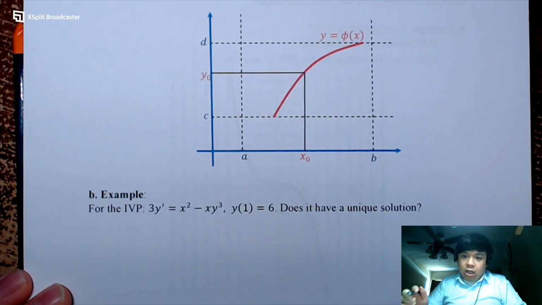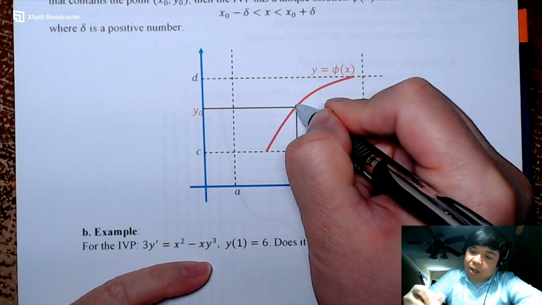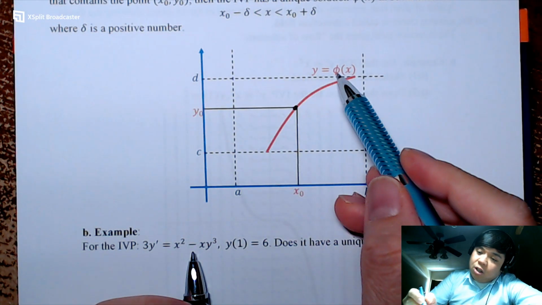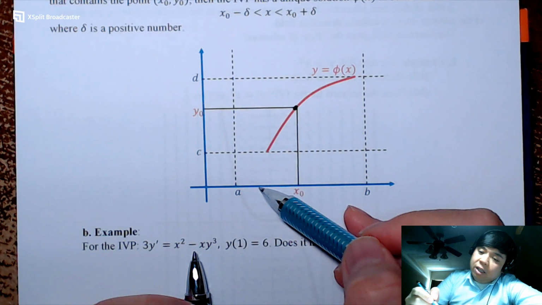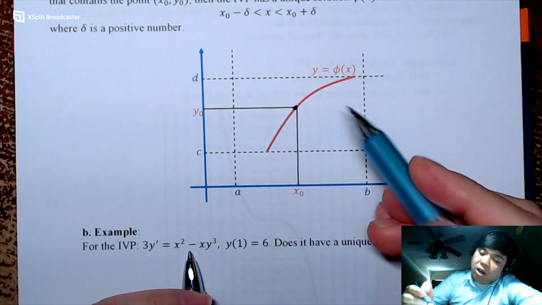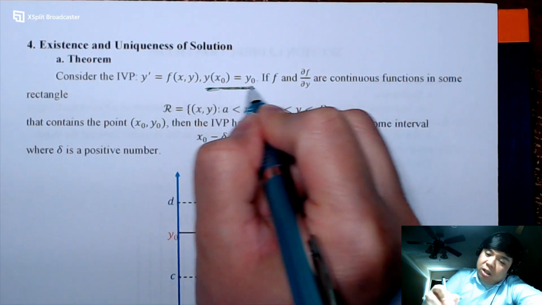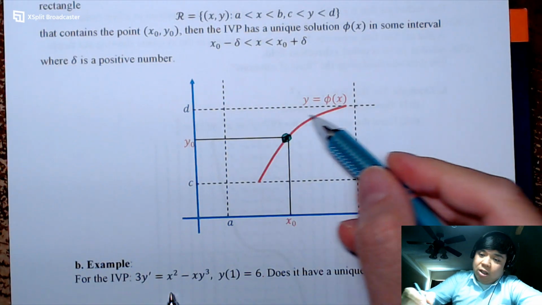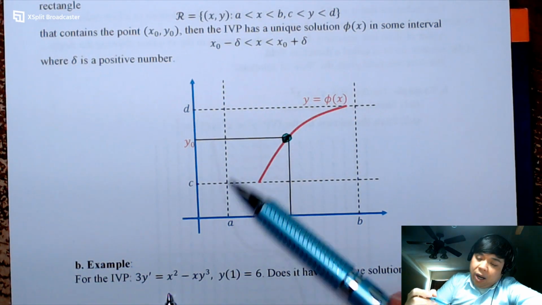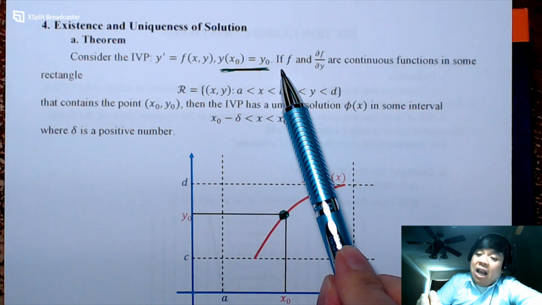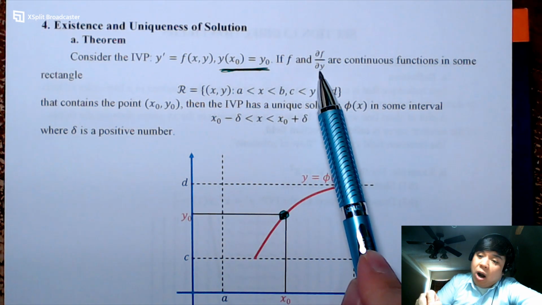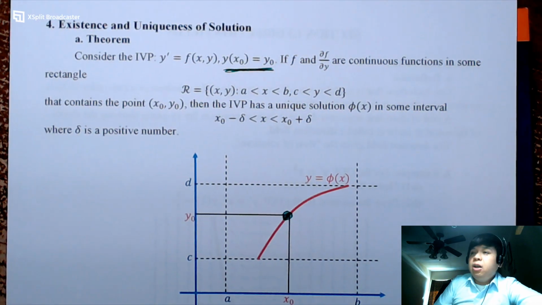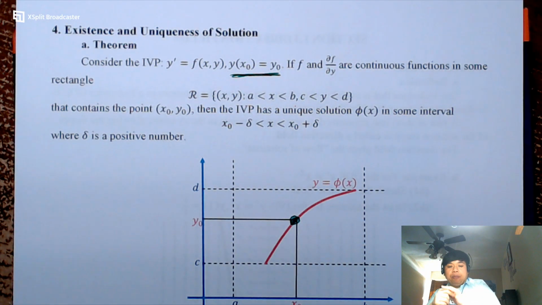How does that work? So if we have y of x as the solution, and if we have y of x naught equal to y naught, so this is the initial condition, this point. And if we have a rectangle around it where the function and the partial derivative of the function with respect to y are continuous, then we have a unique solution, meaning the solution exists and is unique.